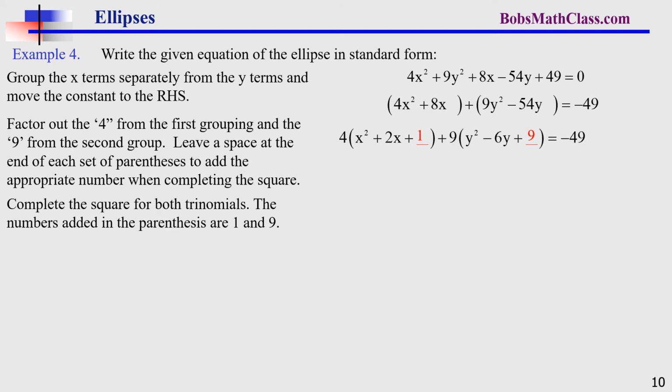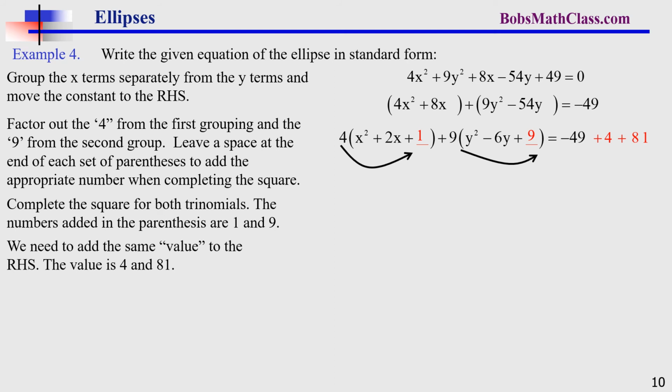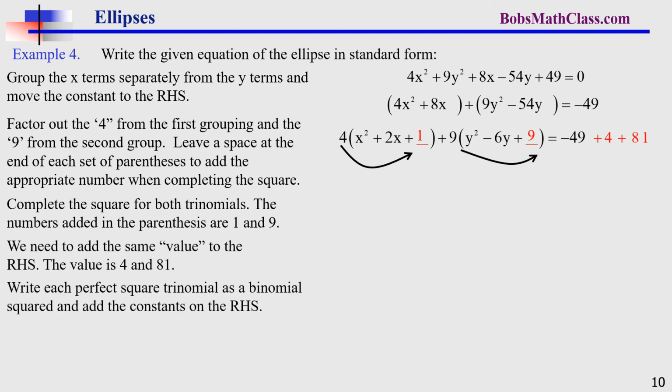So you have to multiply the 4 times 1 to get 4, and the 9 times 9 to get 81. So plus 4 and plus 81. Okay, now we can write the perfect square trinomials as a binomial squared. So that's 4 times x plus 1 squared plus 9 times y minus 3 squared, and that should equal 36 on the right.